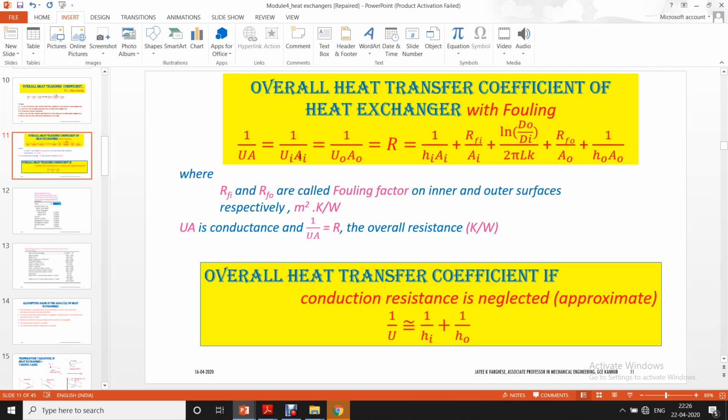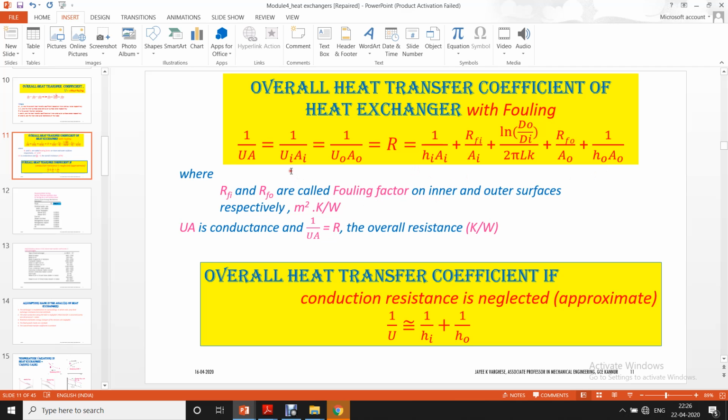So 1 by UiAi is equal to 1 by U0A0 is equal to 1 by HiAi plus Rfi divided by Ai plus log d out divided by di divided by 2 pi lk, like this. This is a relation for overall heat transfer coefficient. This relation is given in the data book also. You can get this value.